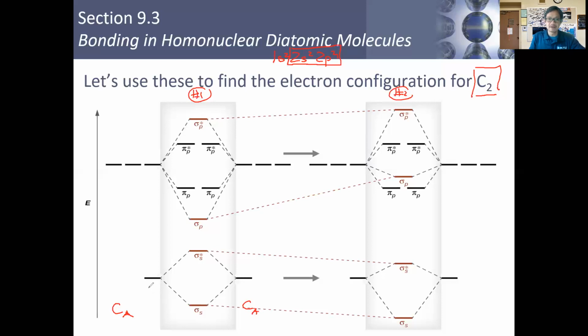So what we have here, these. So again, we're only focusing on this here. Since we have 2 carbon atoms, we're going to account for 8 total electrons in the molecular orbitals here. It's these 8 electrons that hold the carbon atoms together and make this molecule.